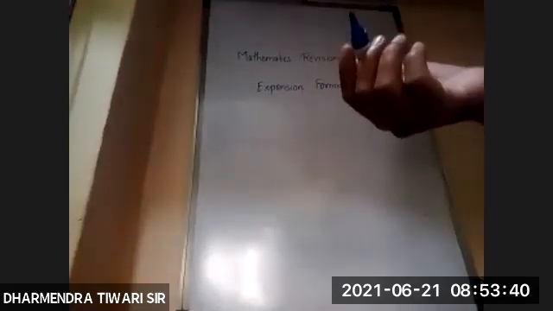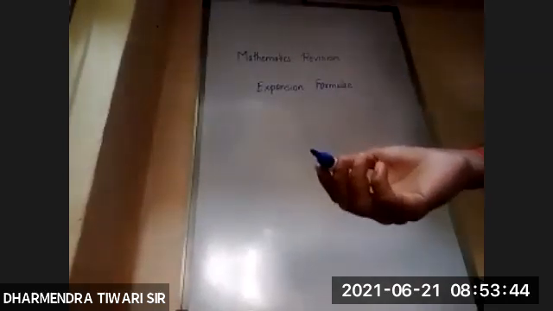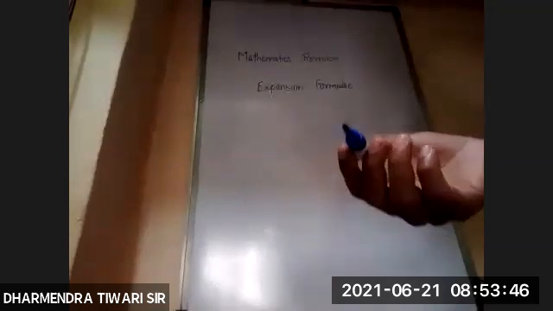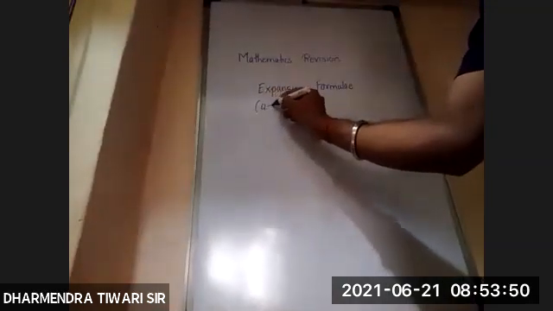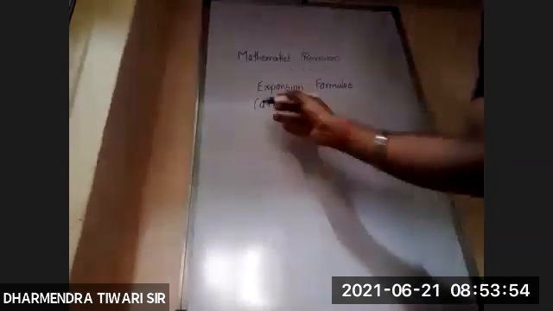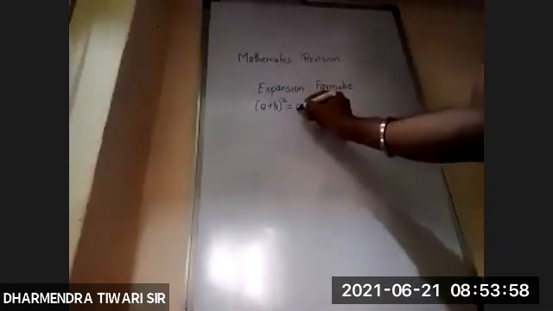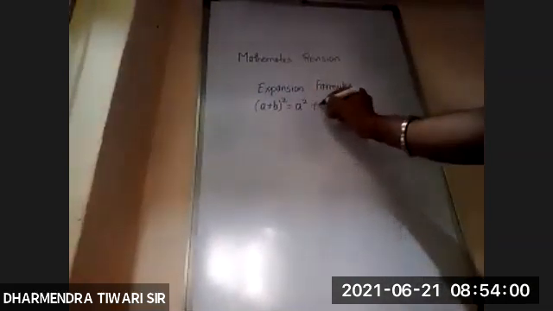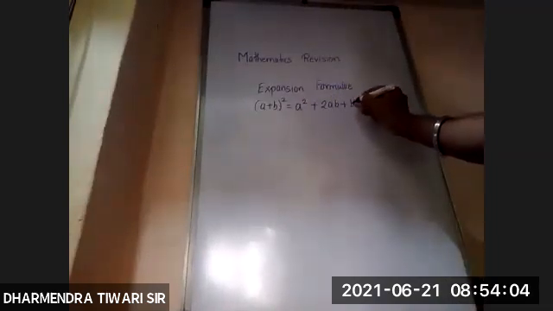Earlier, we have just studied the formula of a plus b the whole square, and that is given by a square plus 2ab plus b square. That is very much clear. A plus b the whole square is given by a square plus 2ab plus b square.